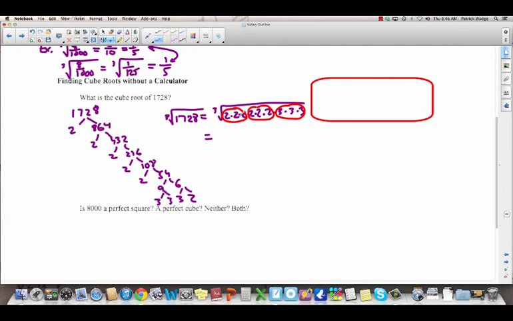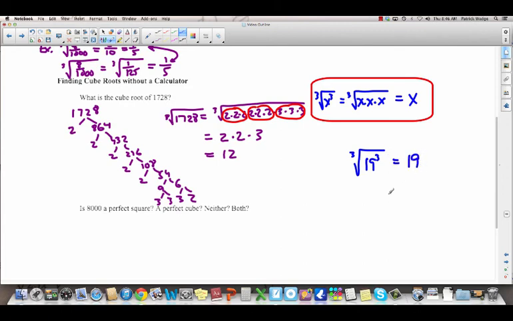So, when this one comes out, these 3 2s, you get 2. When this one comes out, these 3 2s, you get another 2. When these 3 3s come out, you get 3. The cube root of 1728 is 2 times 2 times 3, which is 12. That's the answer. What did I want to write in here? I wanted to write something that looks very similar to what we wrote in the other page. The cube root of x cubed is the same as the cube root of x times x times x, which is the same as x. So again, the cube root of 19 cubed is 19. The cube root of 25 cubed is 25, etc., etc.